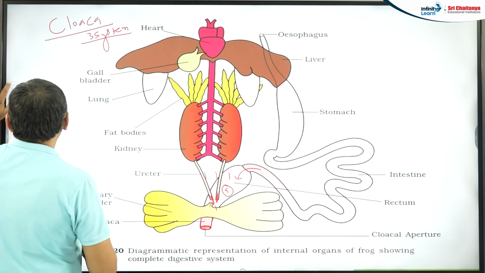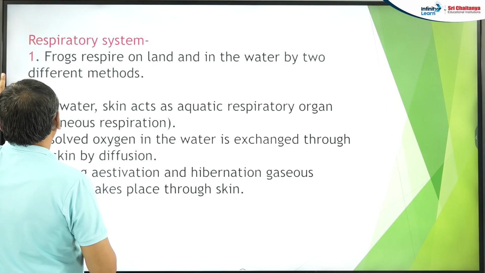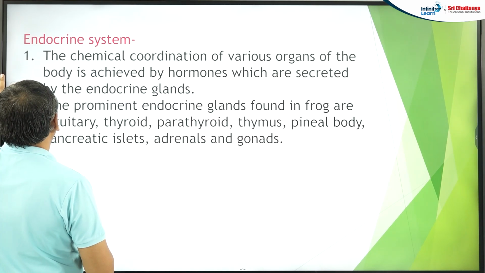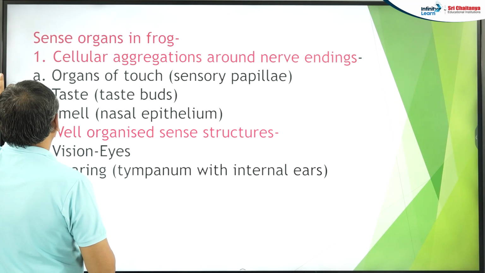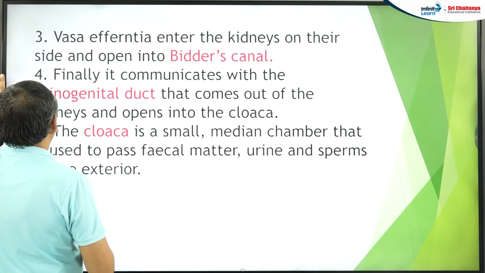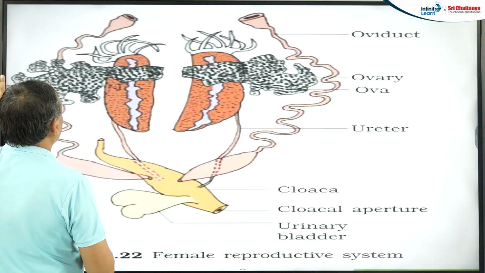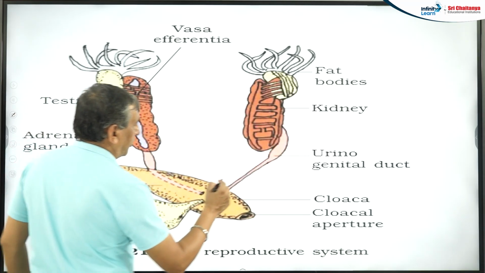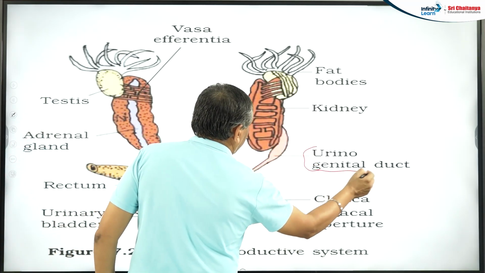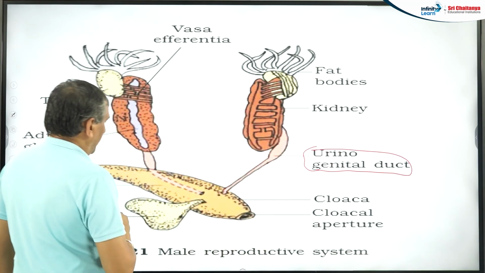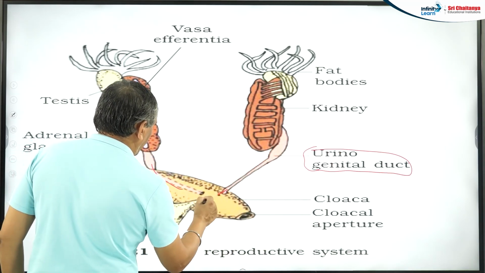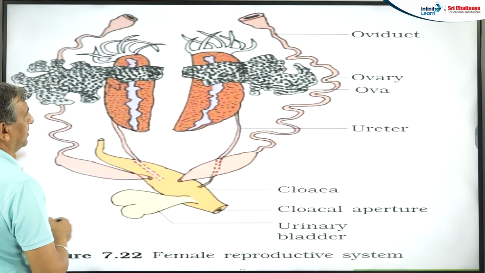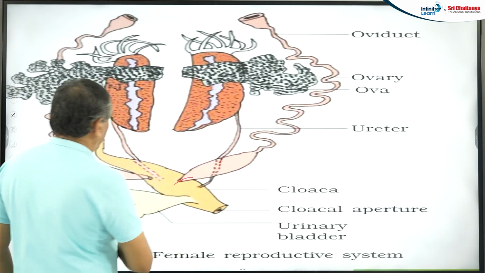Whereas in female frog, oviducts are separate. Oviducts are separate, that is very interesting. If I say again for the male frog, in male frog the name of the ureter is the urinogenital duct. So they are opening here. This is the opening of ureter, clear? Whereas in case of female frog, oviducts are having the separate opening.